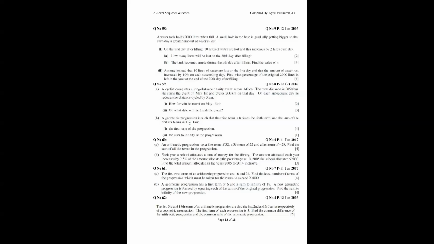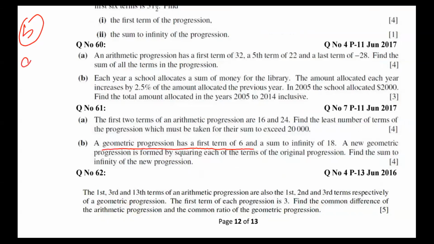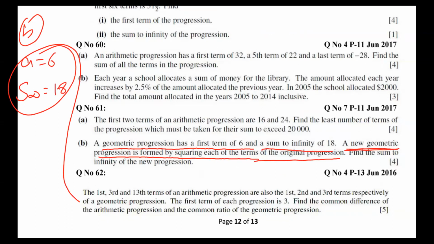So part B. Part B is question 6.1. This is a geometric progression, first term 6, so a is 6. Sum to infinity is 18. And a new geometric progression is formed by squaring each term of the original geometric progression. Repeat my words, very interesting thing. It means this is one progression, and I need a second progression by squaring each term. So find the sum to infinity of the new progression.